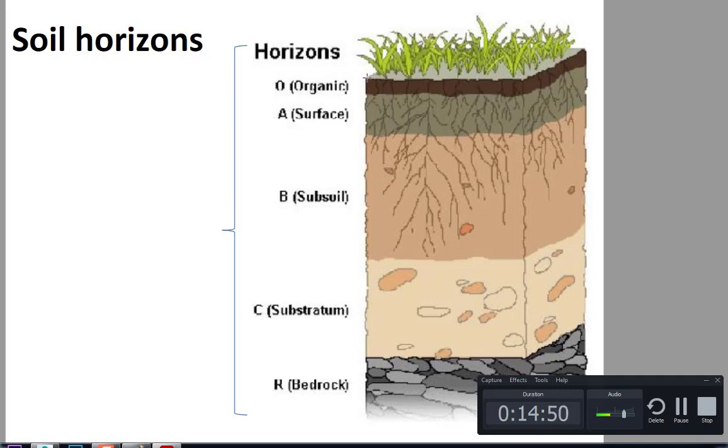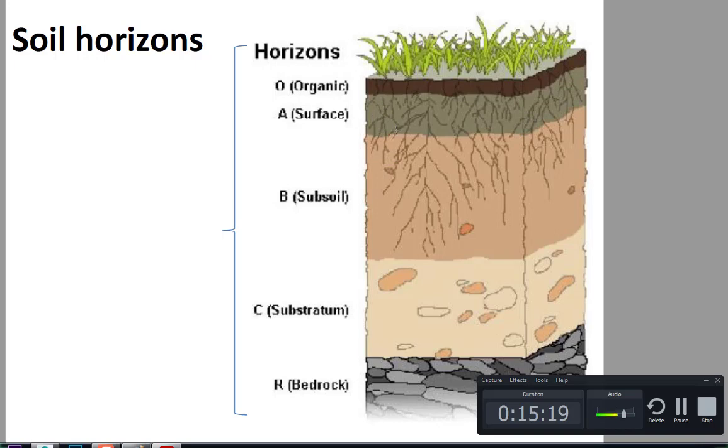So if you go from R to O, you can understand the soil formation. These bedrocks weather and convert into the partially weathered substratum area. Then this C segment converts into the B segment, which is a little bit more productive layer. Again, the presence of air, water and minerals converts B into the A surface.